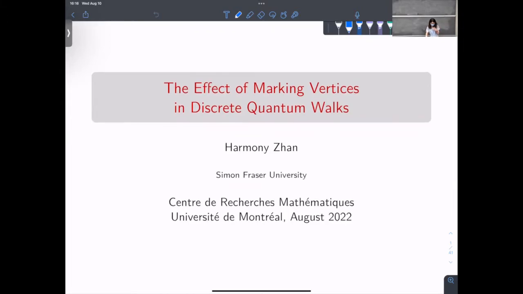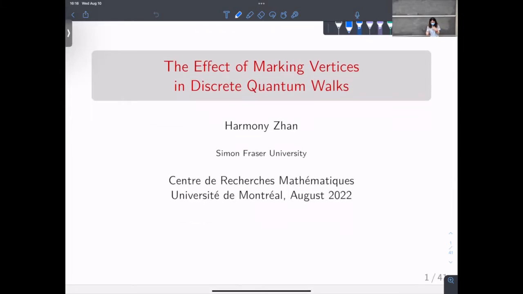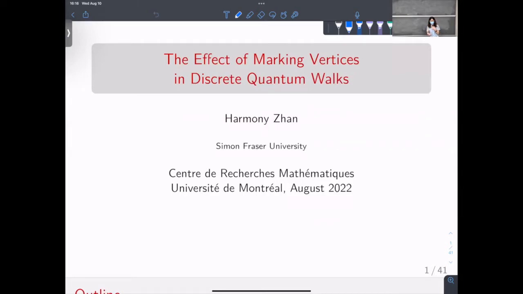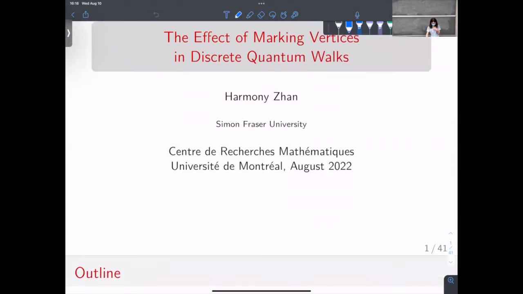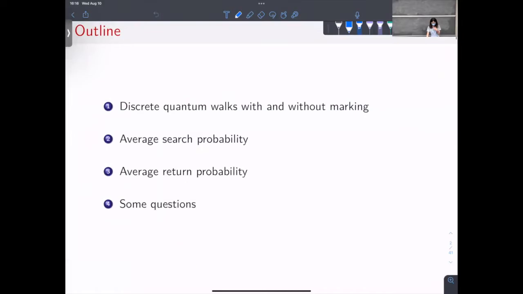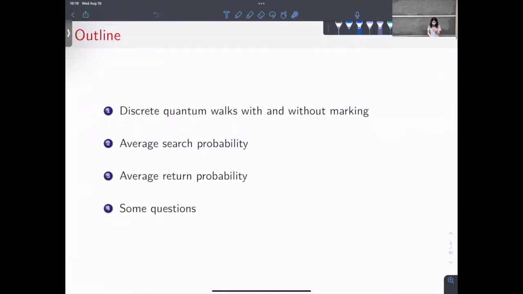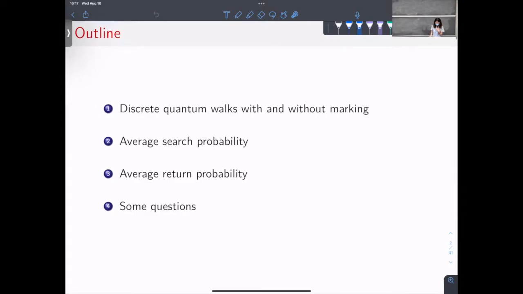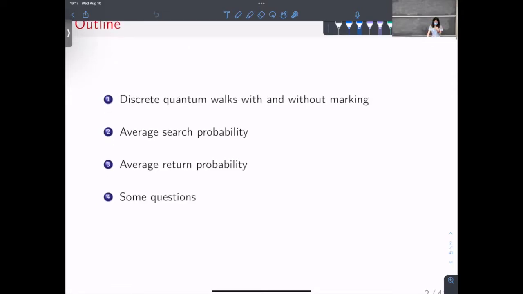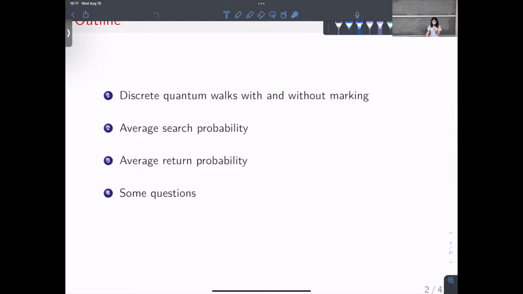So I want to talk about quantum walks and especially the effect of marking vertices in discrete time quantum walks. And here's the outline for my talk. First, I'm going to start with the introduction of discrete quantum walks with and without marking vertices. And then I will define two types of probabilities called the average search probabilities and the average return probabilities. And at the end, I will pose some questions related to these two as well as quantum state transfer.